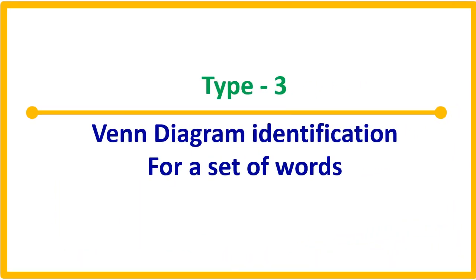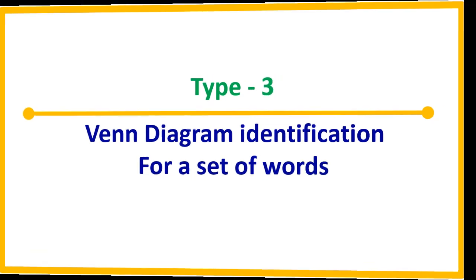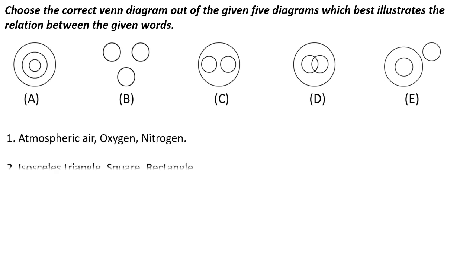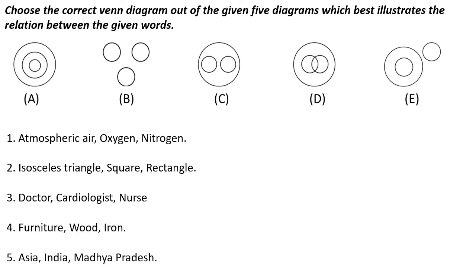Type 3. Venn diagram identification for the set of words. A set of words will be given to you and you need to identify which Venn diagram can logically represent that set of words. These are very easy questions. Let's choose the correct Venn diagram out of the given 5 diagrams which best illustrates the relationship between the given words. So I will put a set of words in front of you like this. You need to identify the correct Venn diagram for every set of words.